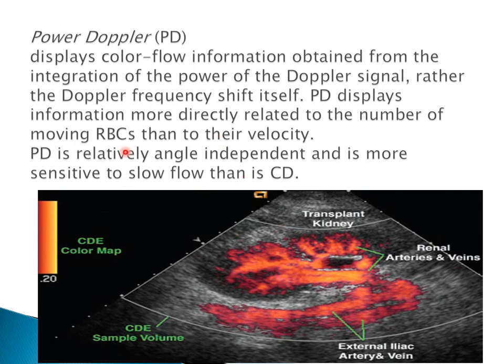Power Doppler. This displays color flow information obtained from the power of the Doppler signal rather than the Doppler frequency shift. It will not depend on the Doppler angle. It's sensitive, for example, for a tumor, to detect whether there is blood flow or not. No direction, no other finding, only the presence of blood flow.